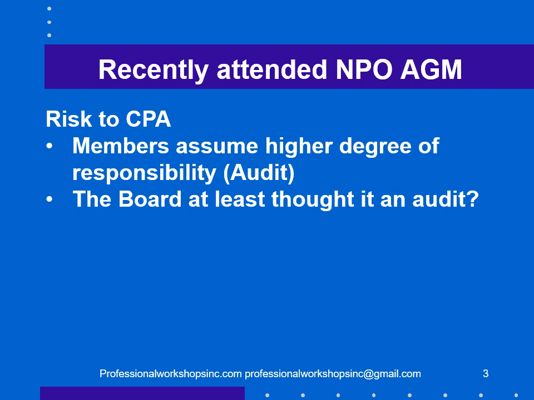Now, what was the risk to the CPA? Well, the first risk was that the members of the NPO might have assumed that the CPA was taking a higher degree of responsibility than a compilation. A compilation, there is no assurance and no work. And members of the NPO might have thought that the CPA was providing an audit level of assurance. And at least the board thought it was an audit, even if they didn't know what that might have meant, because they listed it as appointment of an auditor.